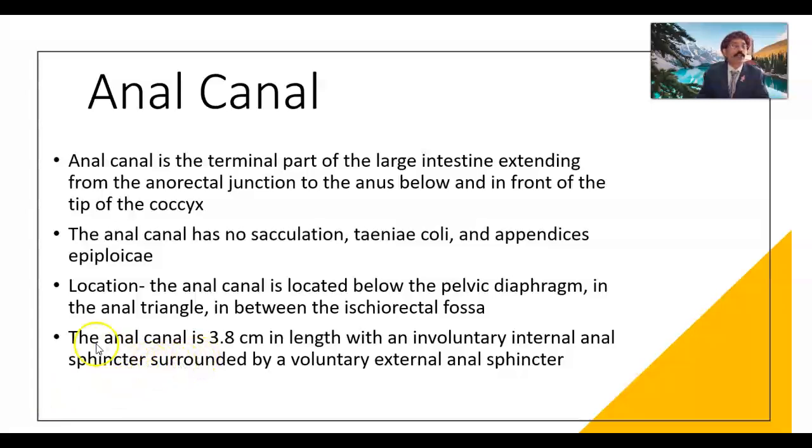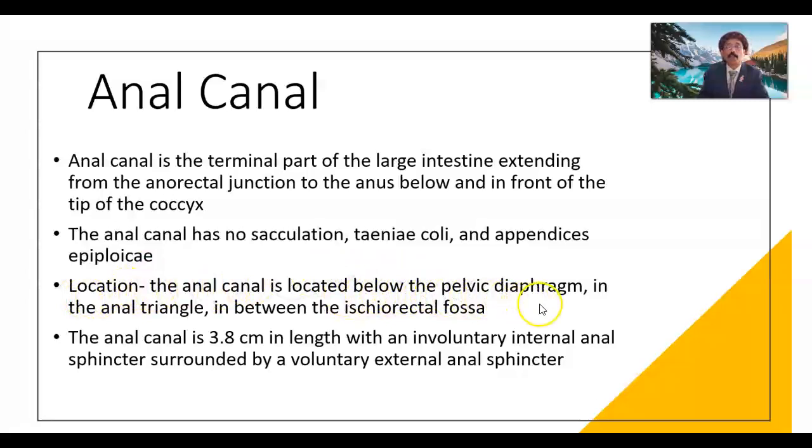Dewan S. Raja. Today I will discuss the anatomy of the anal canal. The anal canal is the terminal part of the large intestine, extending from the anorectal junction to the anus, below and in front of the coccyx. The anal canal has no circular folds, taenia coli, or appendices epiploicae like those of the large intestine, although it is a part of the large intestine.